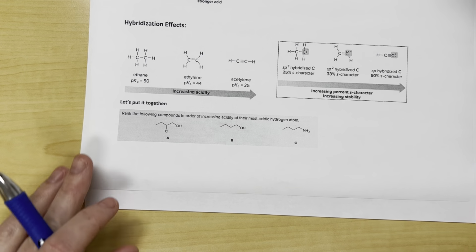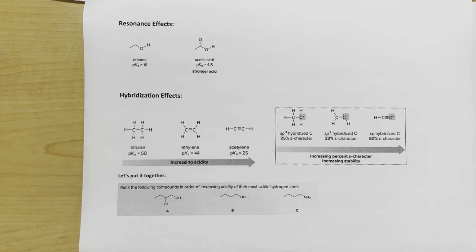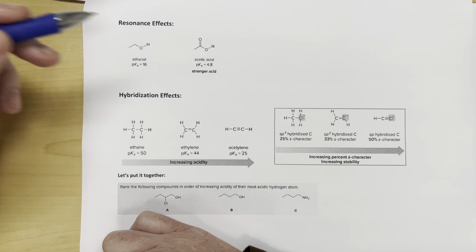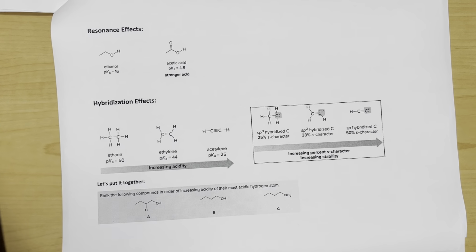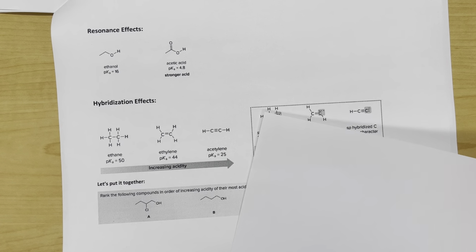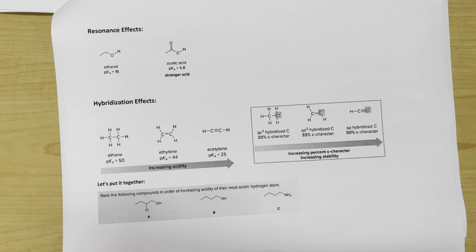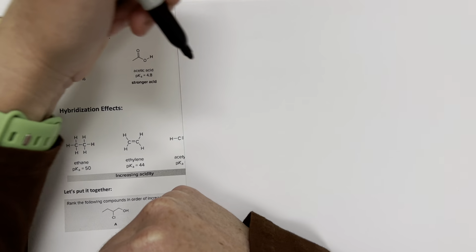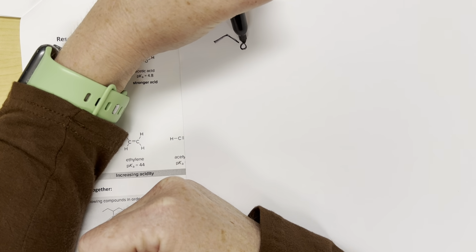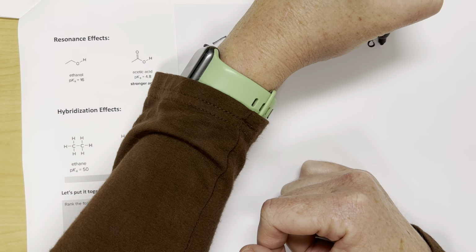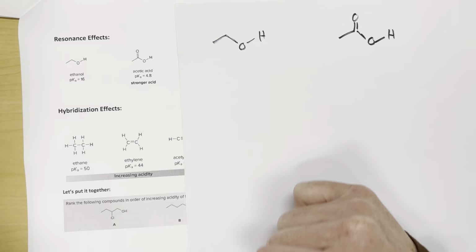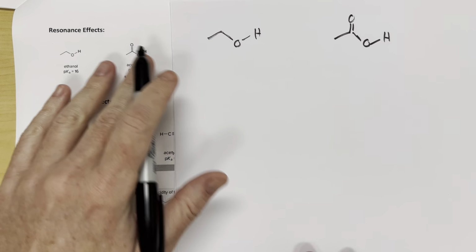Resonance effects. So another thing is resonance effects. I didn't have an example problem here, because I want to show you each of these individually. So let me grab my paper again. All right. In this case, we have two things we're looking at. This guy and this one. And I want to know which one's a stronger acid, even though I already told you.